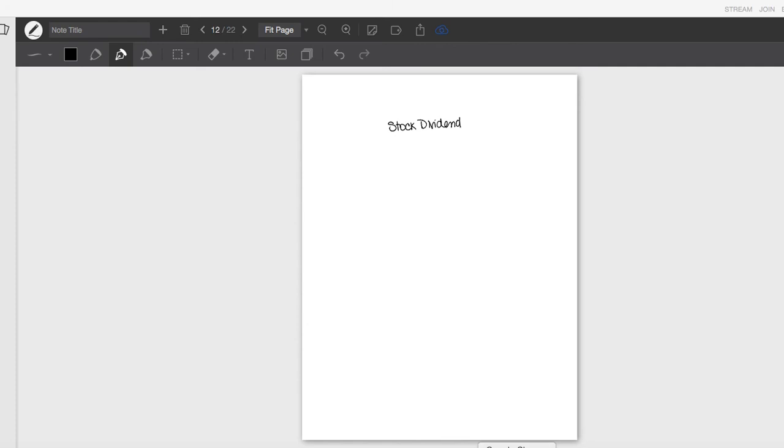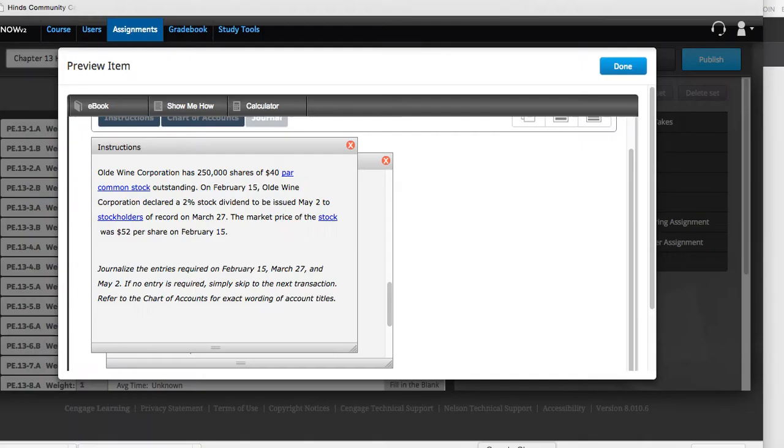In order to discuss the stock dividend entries for the three very important dates, which are the date of declaration, date of record, and date of distribution, we're going to actually look at a problem in Cengage. So I'm going to pull that up now.